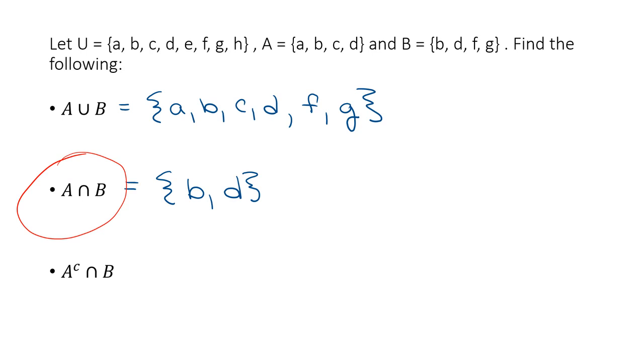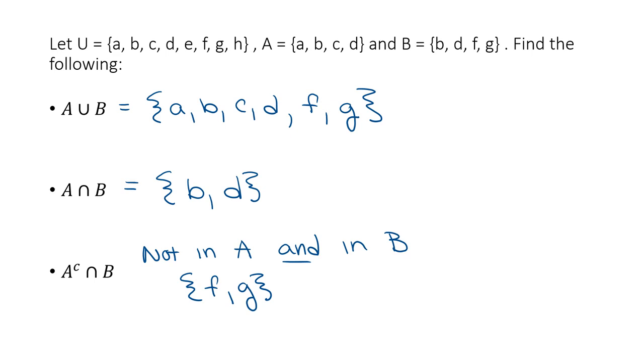Finally, my third example is asking us to find elements that are not in A and, that's my intersection, and in set B. And so in this case, you might be able to kind of just look at it and look at set B. So here's set B. Which elements are in set B and are not in set A? Well, that would be the letters F and G. Those are the letters in B that are not in A. And so that's my answer.